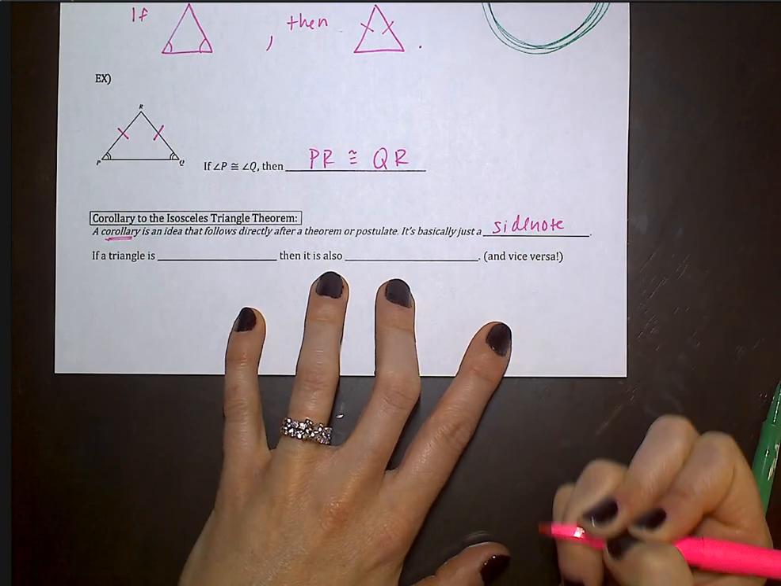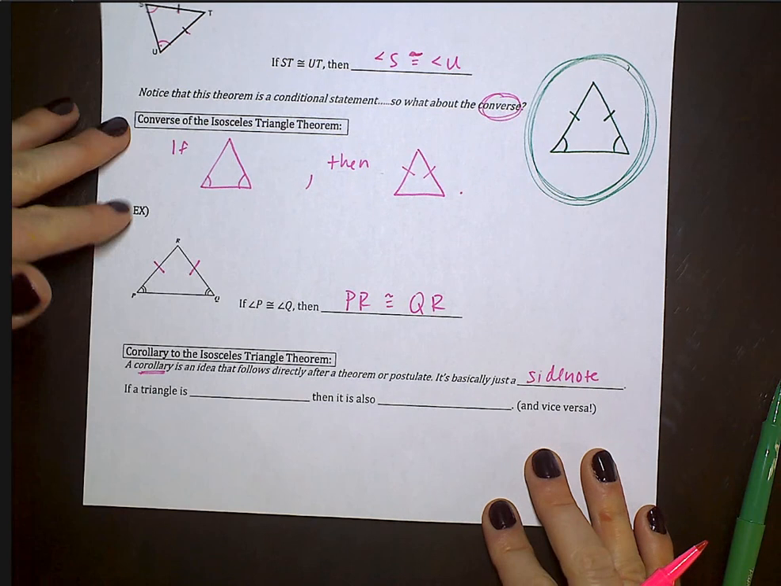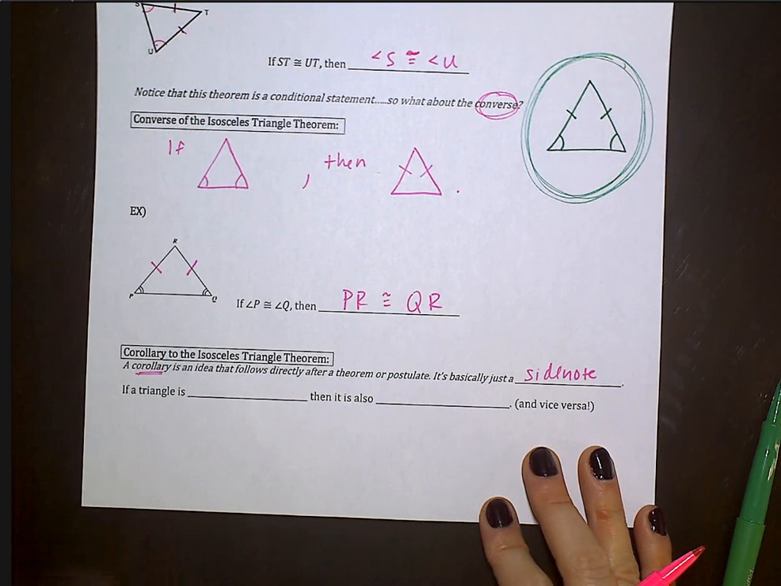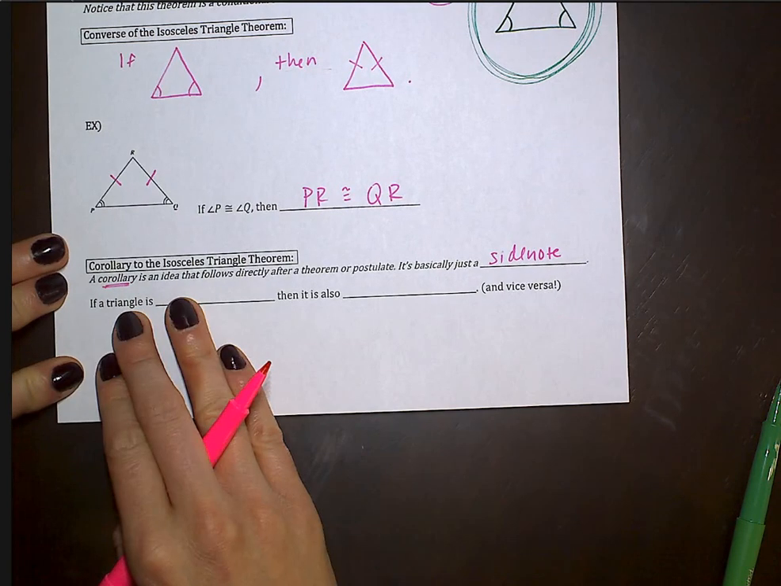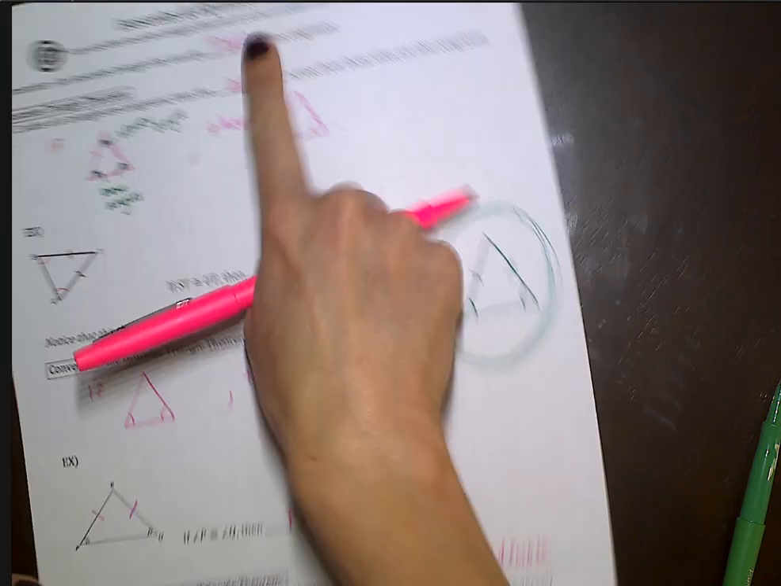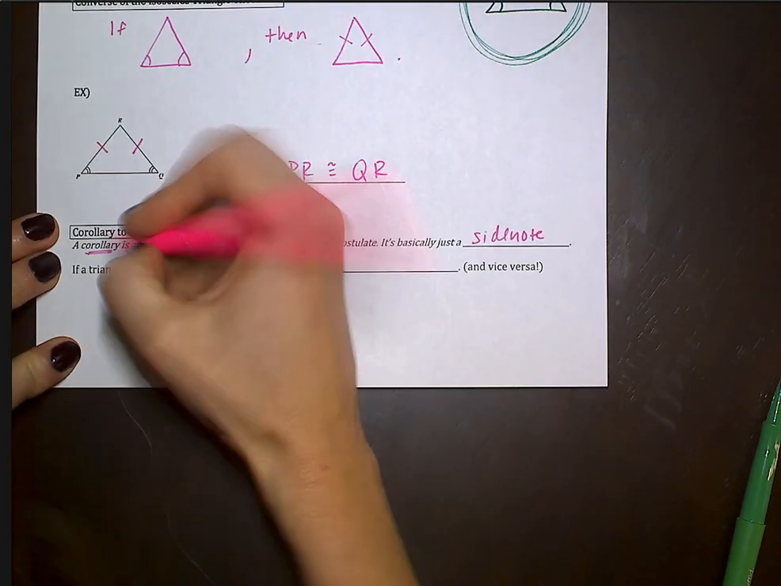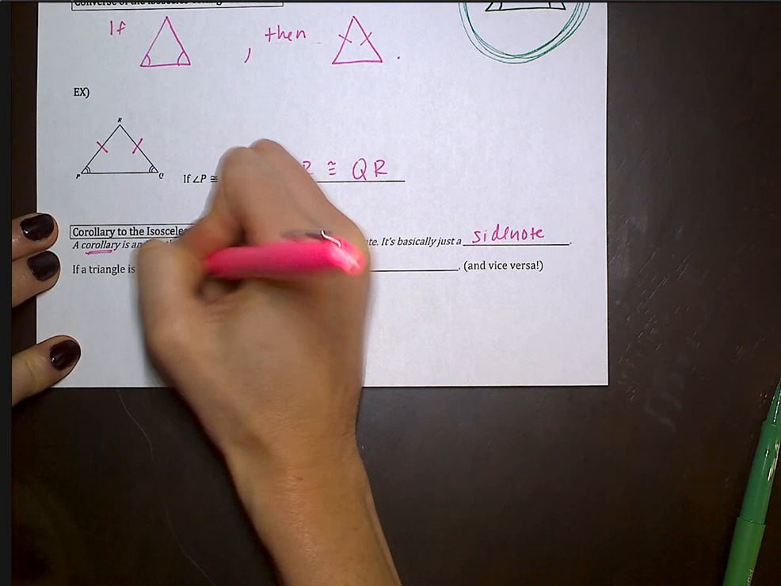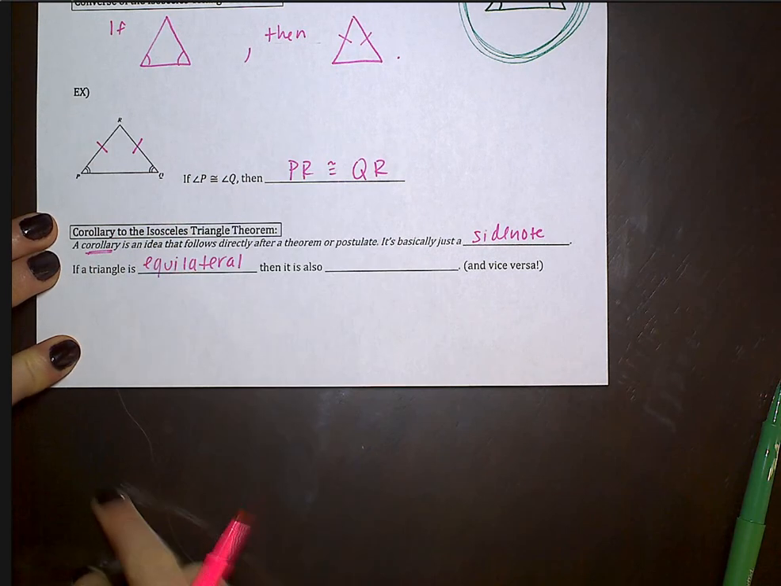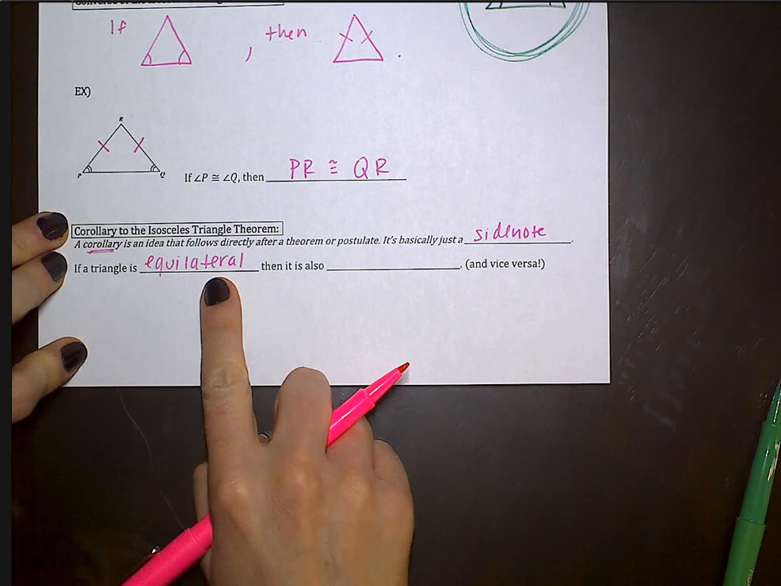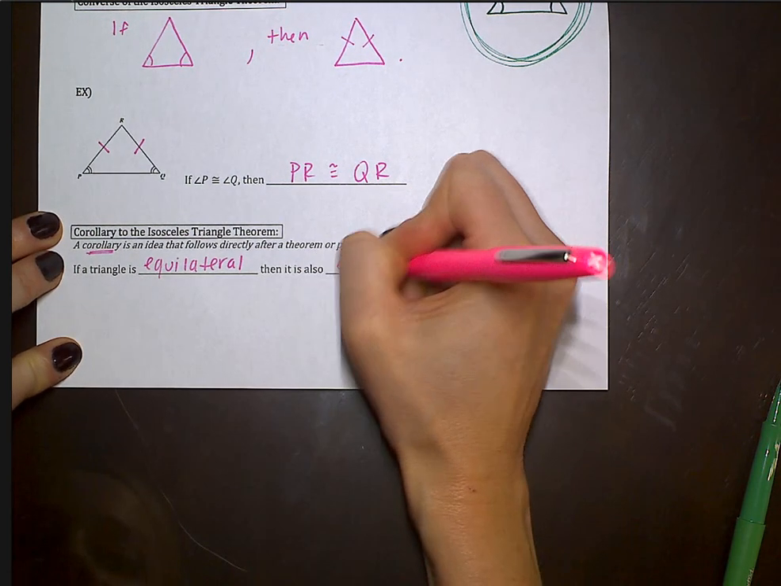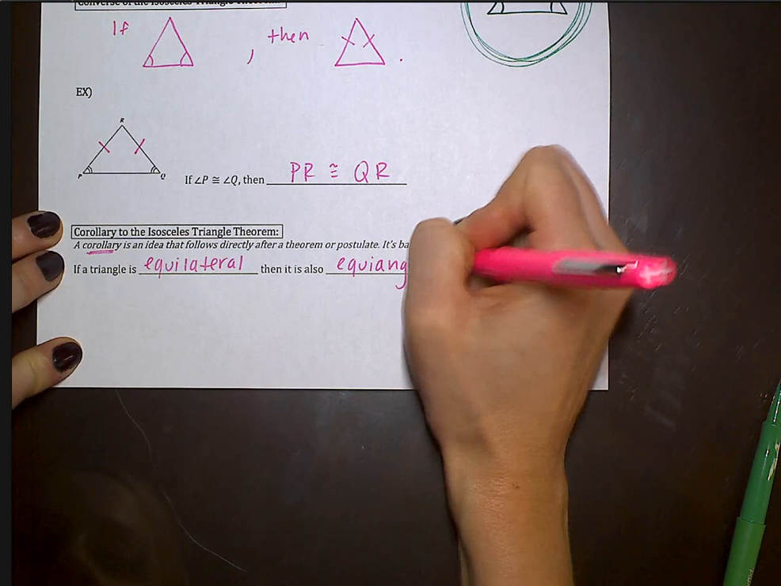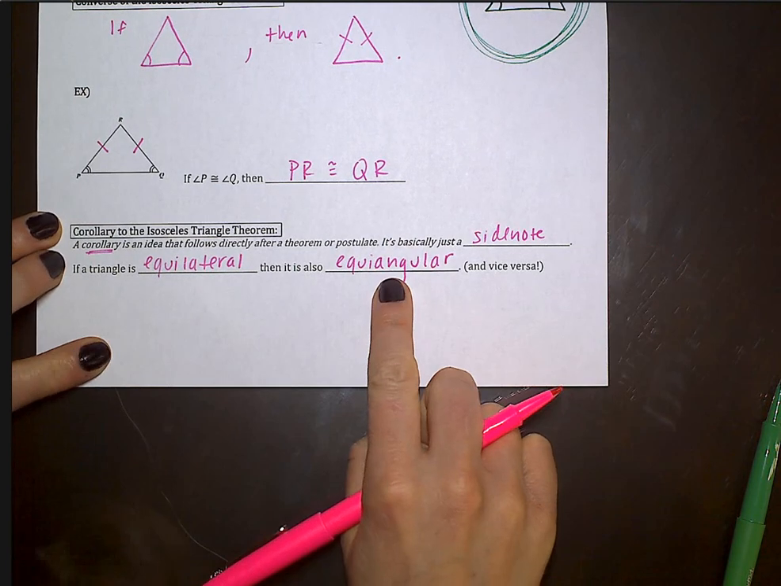So it's like, hey, here's this theorem, here's what it says. Oh, by the way, we forgot to mention this. It's just kind of like a side note to what we were just talking about. And this corollary talks about equilateral triangles. So this one says if a triangle is equilateral, isosceles is two sides are the same, equilateral is all three sides are the same. If it's equilateral, it's also equiangular, which means that all the angles are the same.